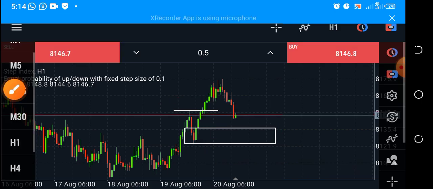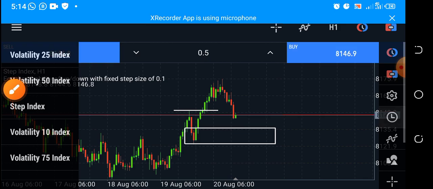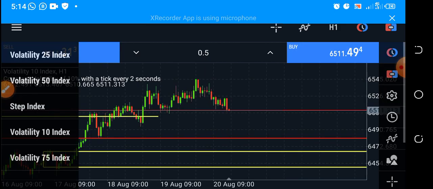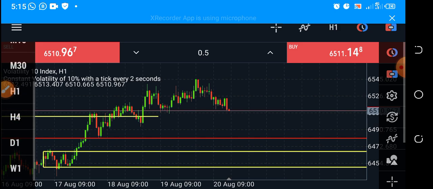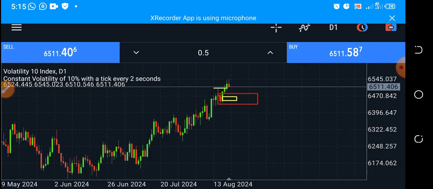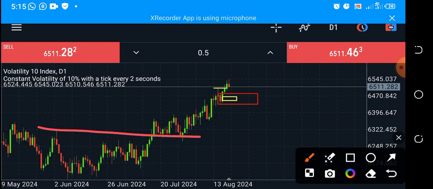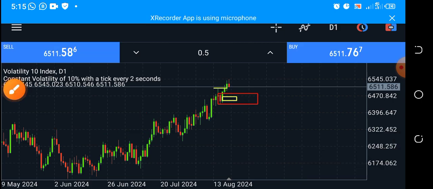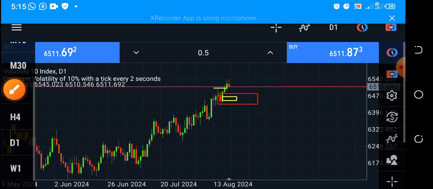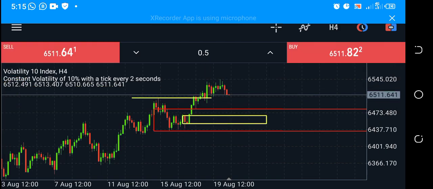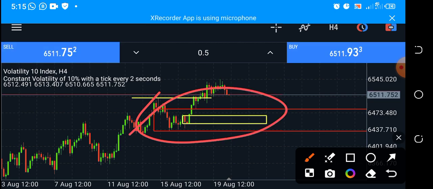Let's look at one more. Let's see V10 on D1, the daily time frame. You can see quite clearly price has been making higher highs, taking out the highs, and then we are here. Currently V10 is bullish. This is what we have on the 4 hour, very clear. Once price gets to our point of interest, we look out for our buy confirmations. Once the T's are crossed and the I's are dotted, we pull the trigger.